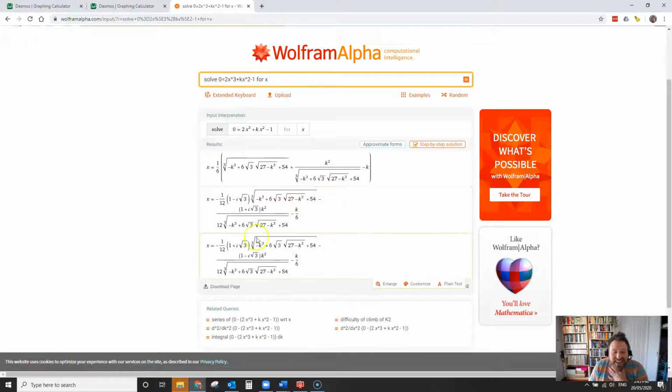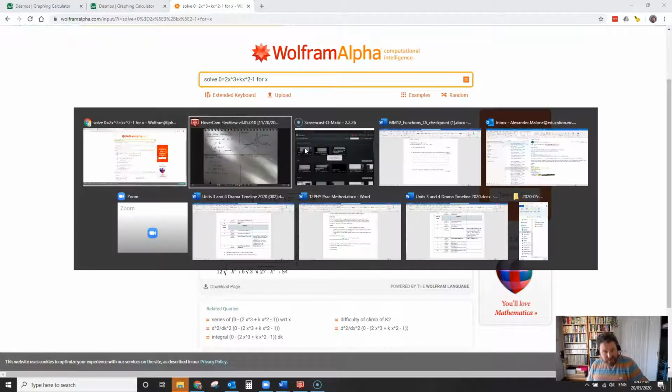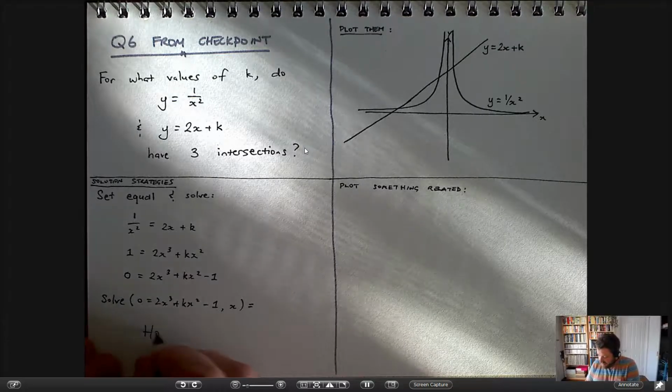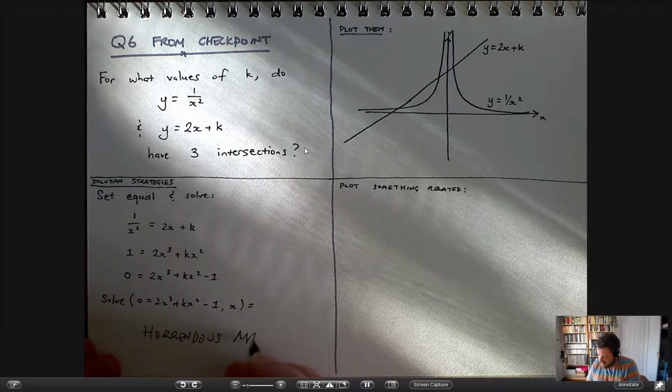Now, honestly, that's a really tough idea, and when it comes up on your CAS, it's even uglier. And I promise you, there's a simpler way of approaching this that doesn't involve horrendous expressions that have cube roots of square roots multiplied by other square roots in them. Okay, so you could do this, and you get horrendous maths.